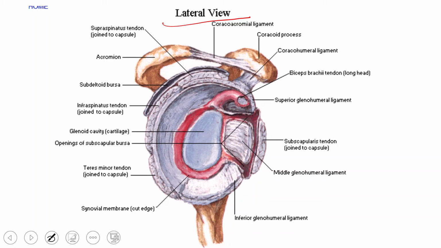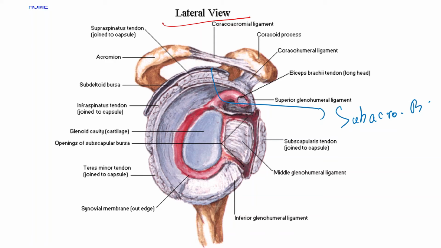This bursae, that is the subacromial bursae, is seen to be located here, but we can also see the same bursae as it extends forward and comes to lie deep to the deltoid. Then the same bursae is mentioned as the subdeltoid bursae. So the subdeltoid bursae is nothing but the extension of the subacromial bursae.